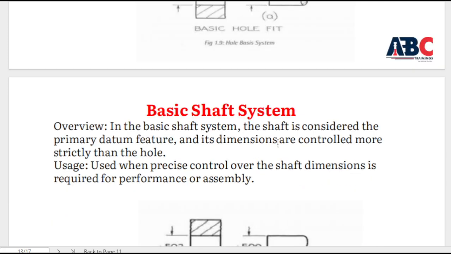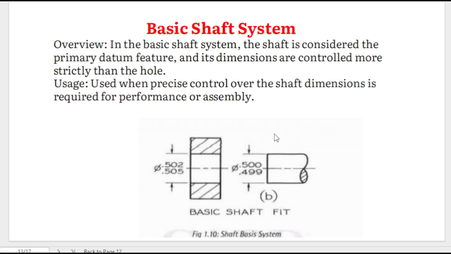Next point is basic shaft system. In the basic shaft system, the shaft is considered the primary datum feature, and its dimensions are controlled more strictly than the hole. Used when precise control over the shaft dimensions is required for performance or assembly.